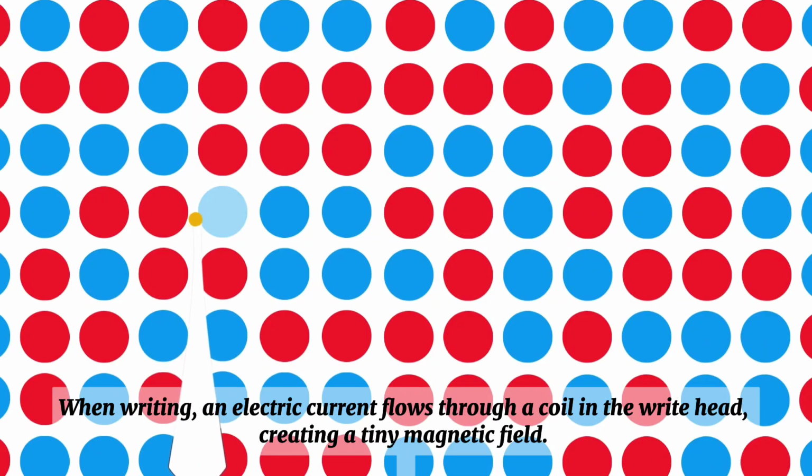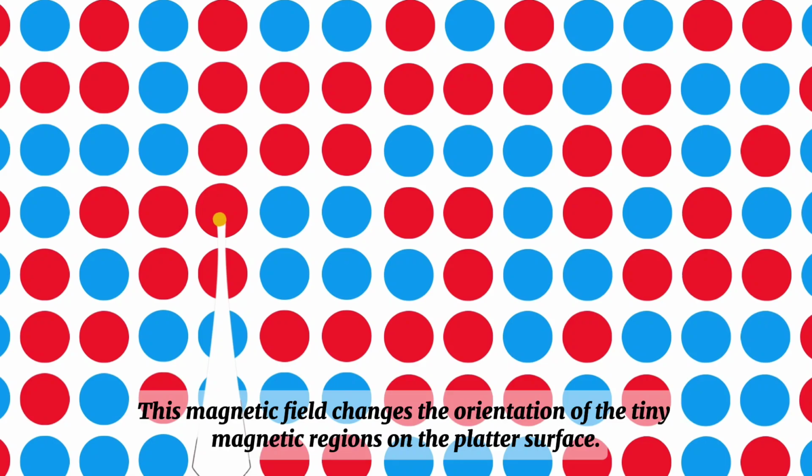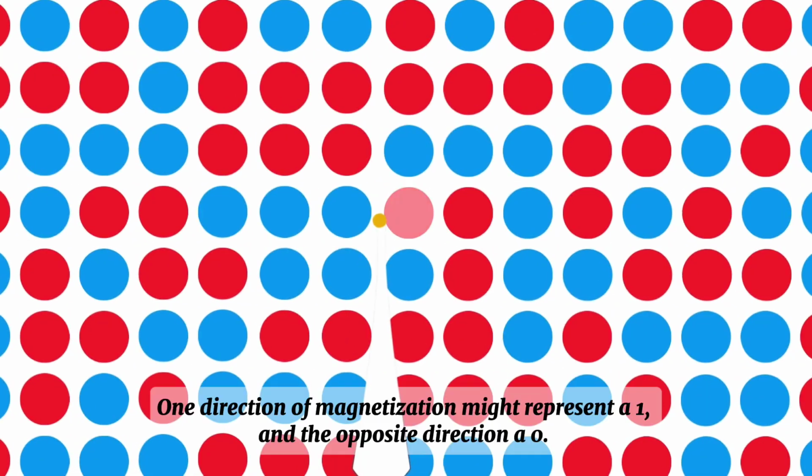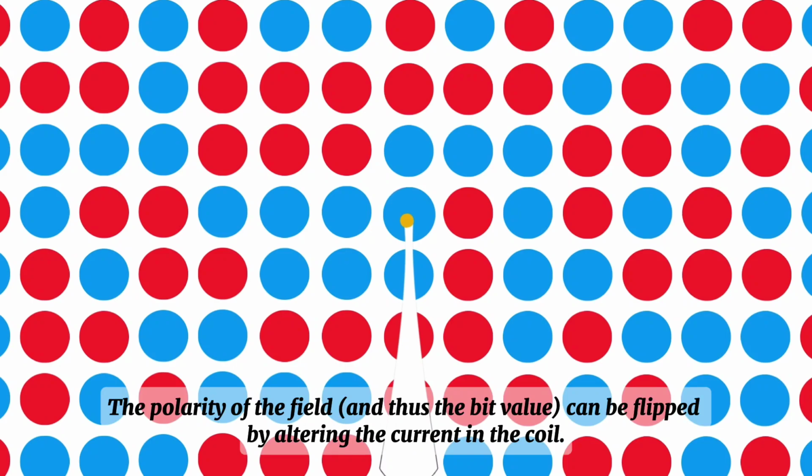When writing, an electric current flows through a coil in the write head, creating a tiny magnetic field. This magnetic field changes the orientation of tiny magnetic regions on the platter surface. One direction of magnetization might represent a 1 and the opposite direction a 0. The polarity of the field, and thus the bit value, can be flipped by altering the current in the coil.